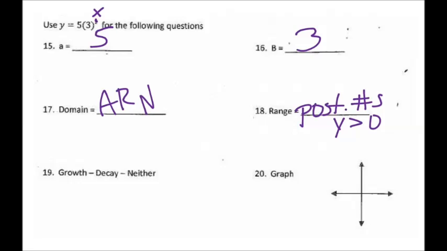It is going to be growth because b is greater than 1. We know it's going to go through the point (0, 5). We know it is growth, so it's probably going to look something like that. You could put it in your y equals and look at the graph on your calculator to sketch it.